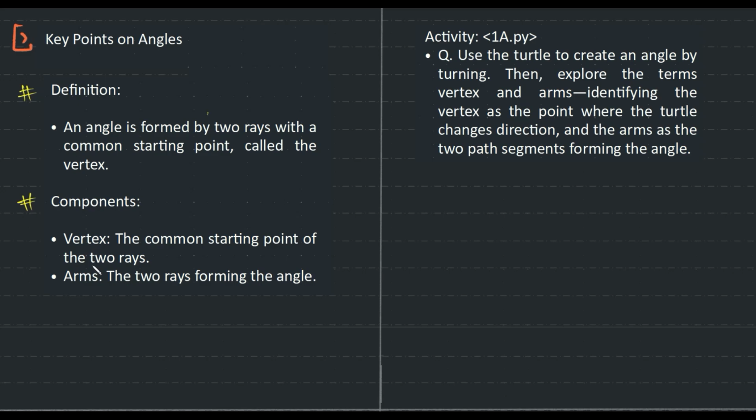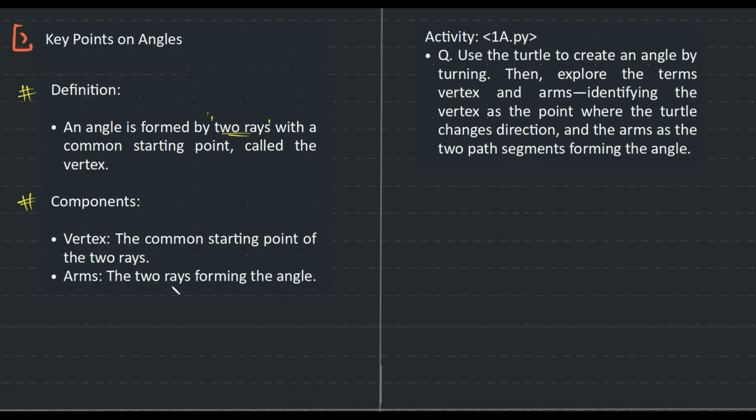Okay, let's start with angle. So as a definition, angle is formed by two rays. Here you need to understand that it's formed by two rays with a common starting point. This common starting point has a name called vertex. Vertex is the common starting point of the two rays, and arms are the two rays' name.